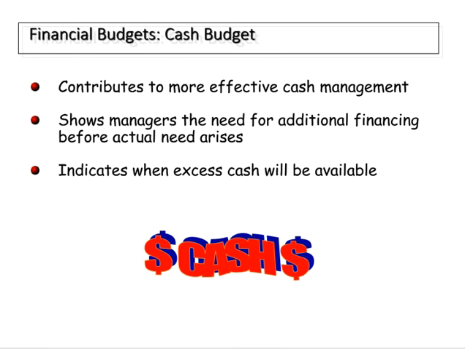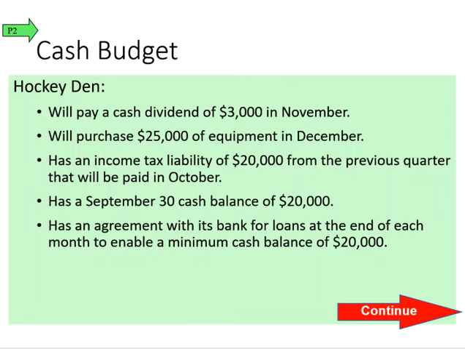Let's go ahead and look at calculating a cash budget. This is typically used by managers to determine whether or not they're going to need additional financing and to make sure that we have enough cash on hand. So in this example, we will use the cash receipts budget and the cash disbursements budget that we've already completed to complete the cash budget. So we'll fill that in for you if you haven't been following along.